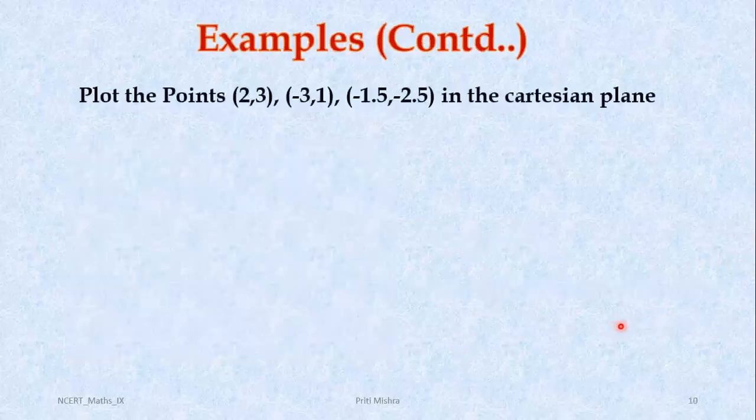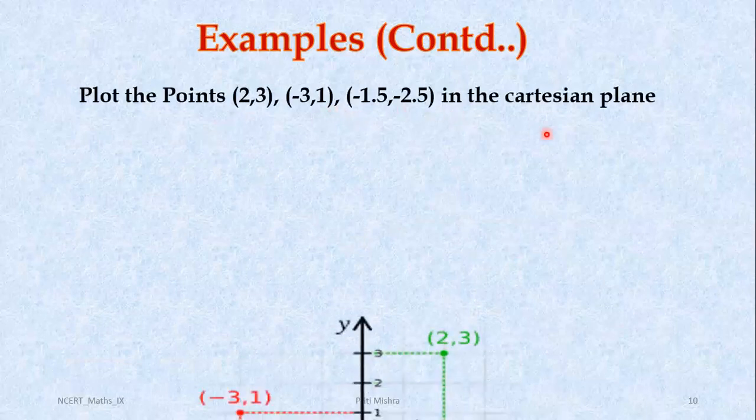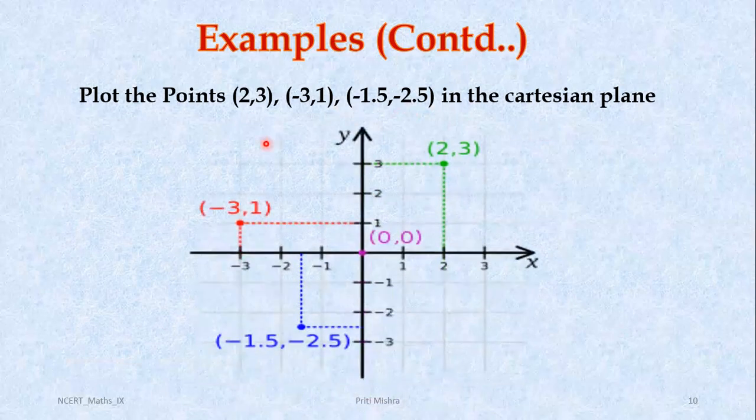Now let's have another example. Plot the points (2, 3), (-3, 1), (-1.5, -2.5) in the Cartesian plane. So I have plotted here (2, 3). It's very easy now, I hope, for you all. So 2 you have to cover towards the positive x-axis, and 3 you have to count 3 units on the y-axis. Then just drop a perpendicular from here, and this is the point (2, 3).